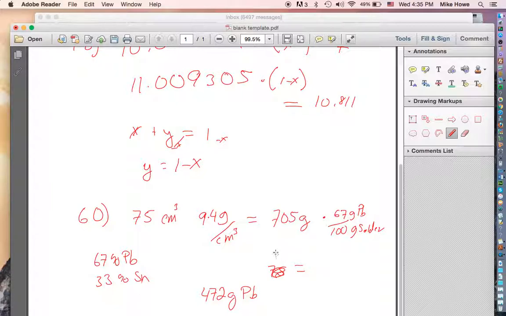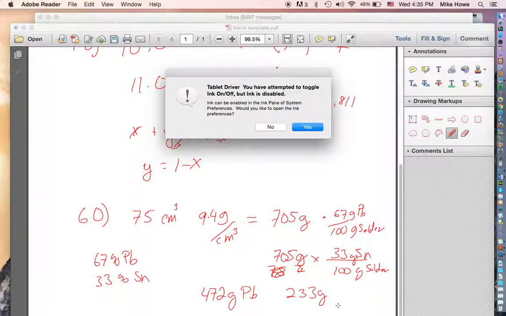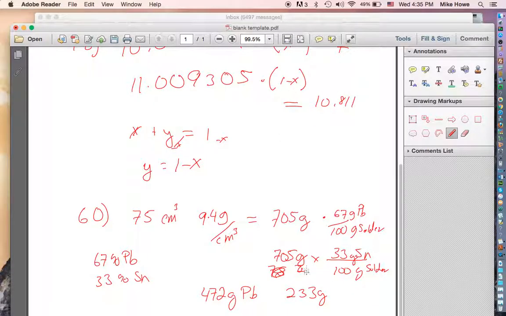If I take the 705 grams, multiply by the tin, it'd be 33 over 100, because there's 33 grams of tin for every 100 grams of solder. So 705 times 33 over 100 is 232.6. We'll call it 233. Okay, so 233 grams of Sn.